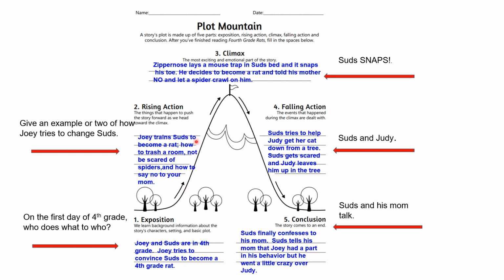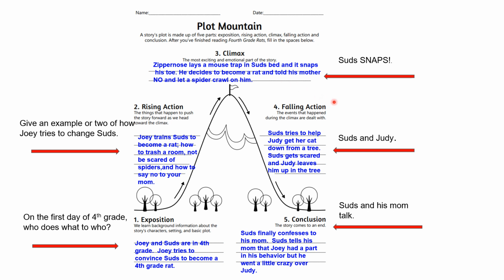Now, when we go to our rising action, I give an example of how Joey tries to change Suds. Well, Joey trains Suds to become a rat, how to trash a room, not to be scared of spiders, and how to say no to your mom. Now, we go to the climax. This is when Suds snaps. What part of the story did Suds finally say, I've had enough? Well, Zipper Nose lays a mousetrap in Suds' bed and it snaps his toe. Remember that? He decides to become a rat because he's so angry, and he finally tells his mother no. And he also lets a spider crawl on him.